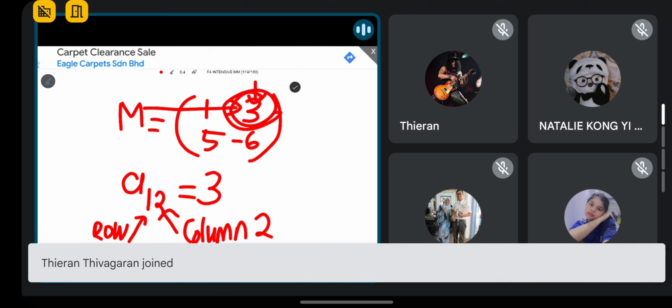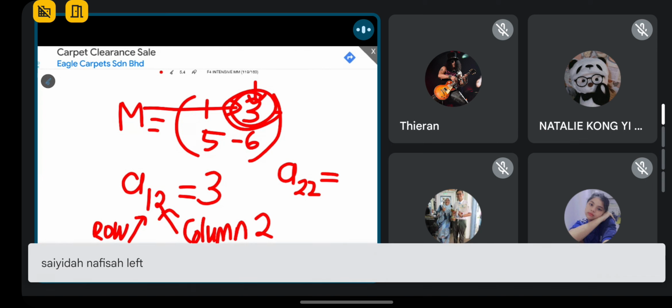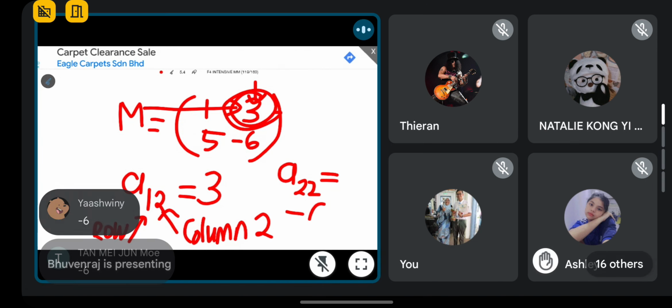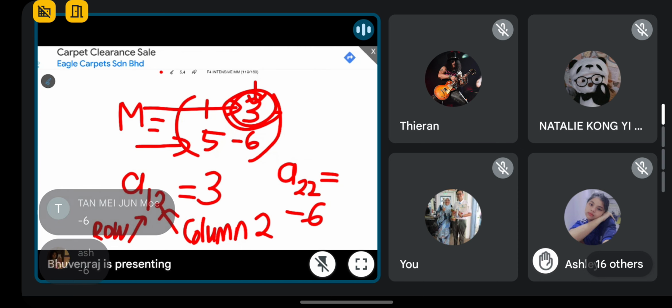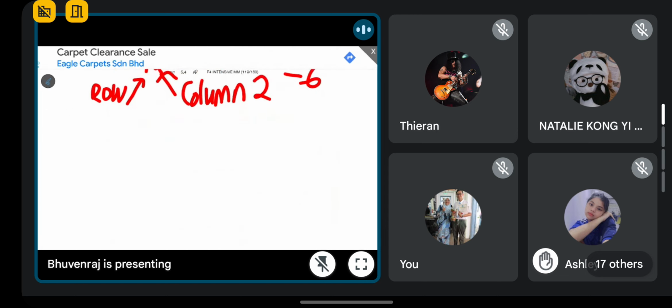Okay, guys. So, let's say I ask you another one. A22, apa nilai dia? What's the value? Yes, very good. -6 because row 2, column 2. So you see it meets at -6, the intersection. Okay, persilangan dia kat -6. Very good. Okay, so this is the most early part of this chapter, yang paling awal kamu kena tahu.